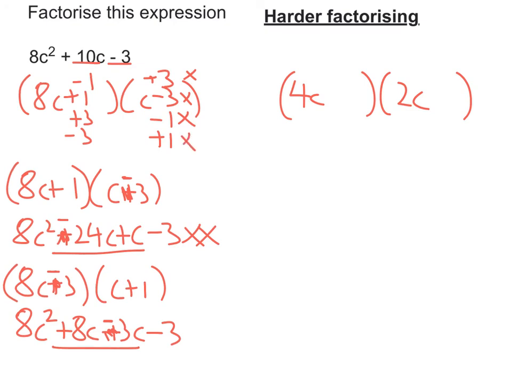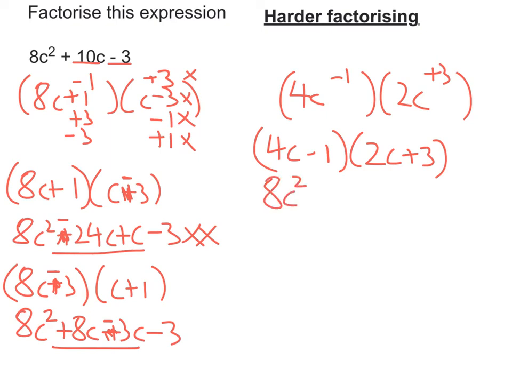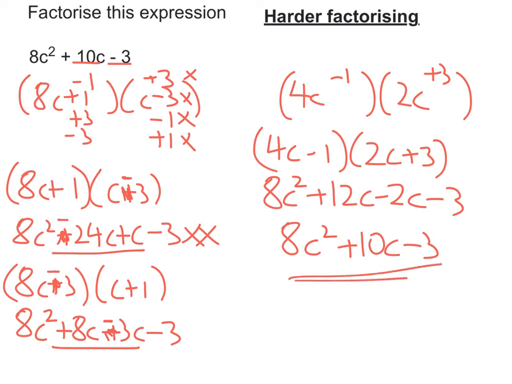Let's now try the second lot here. So 4c, that's the first one I'm going to try, is this one here: 4c take away 3, 2c plus 3. So we're going to get 8c squared plus 12c minus 2c minus 3. That's 8c squared plus 10c minus 3, and that is the one we want.